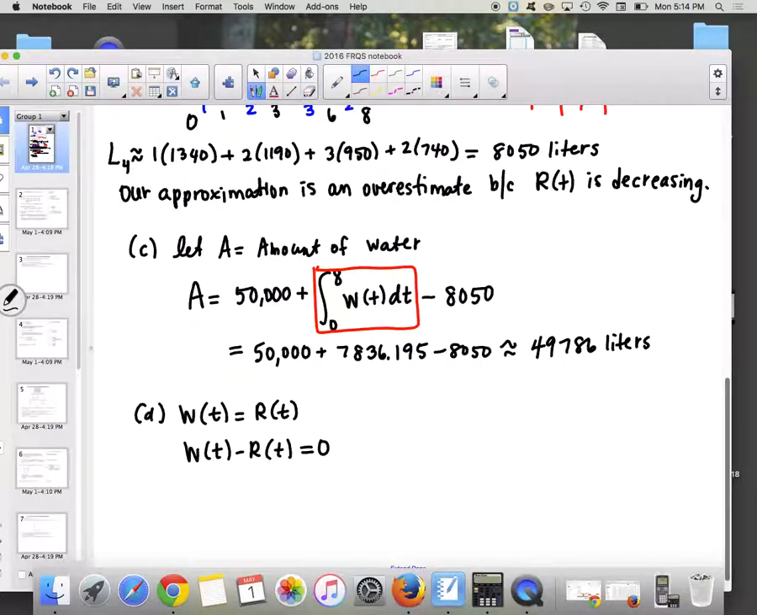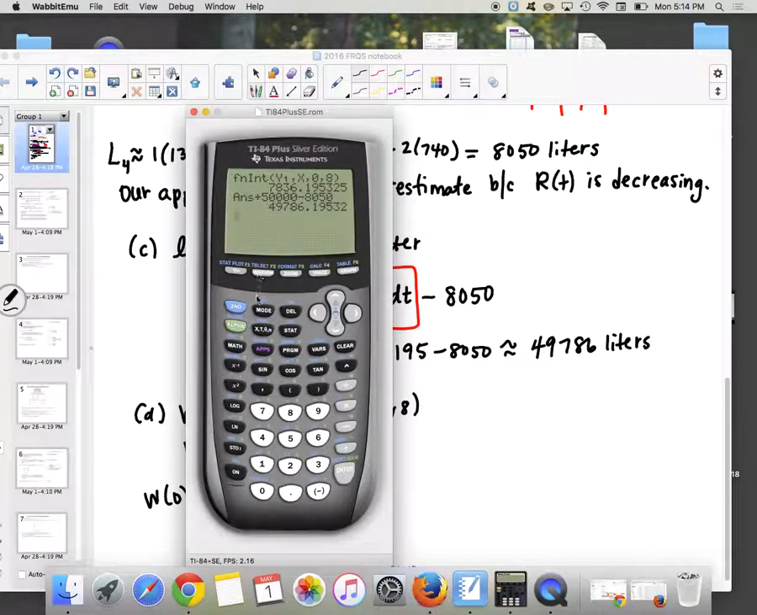We know we're on the interval 0 to 8. So let's see what happens at 0 and 8. So if I have W of 0 minus R of 0, I can find those values. W of 0, you can even find on your table. You can go to second table, but really it's pretty easy. You just plug in 0 for the function and you get 2,000, right? Because if you remember our function is 2,000, it would be 0 there. So we're going to have 2,000.